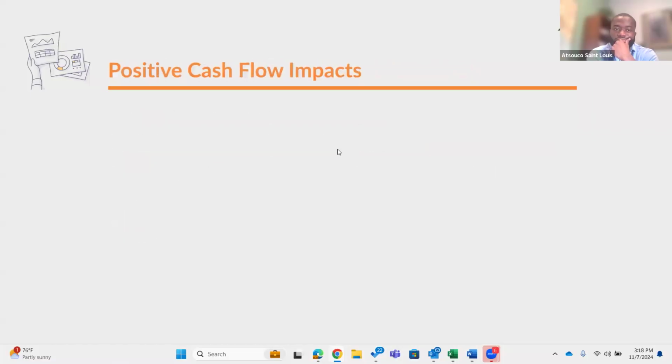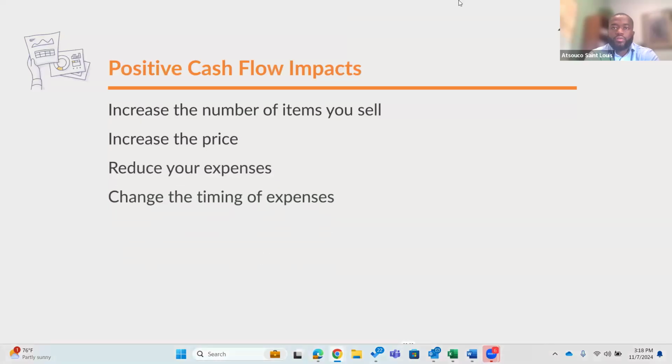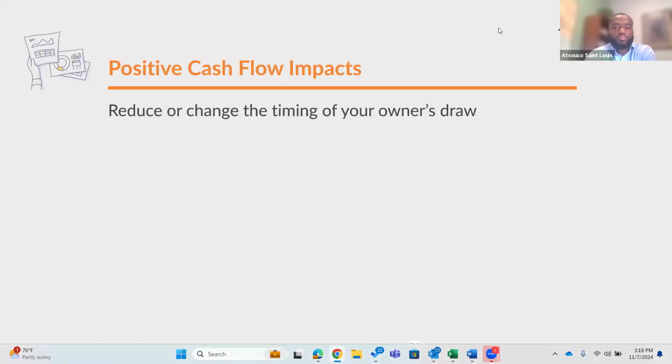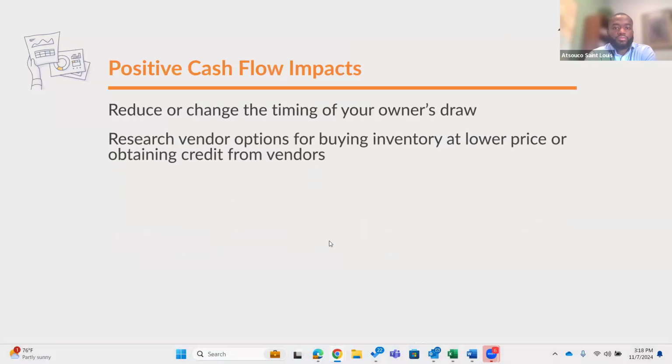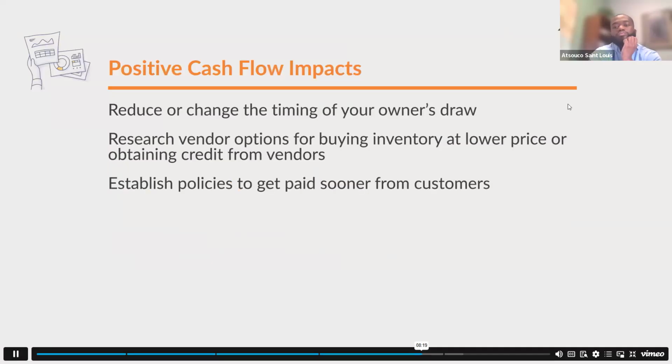There are a number of decisions a business owner can make that can impact cash flow positively. Each of these decisions should be informed decisions based upon your market, customer base, and vendor relationships. Some examples are: increase the number of items you sell, increase the price, reduce your expenses, change the timing of expenses, obtain sources of cash other than sales, such as a line of credit to use during seasonal dips in sales, reduce or change the timing of your owner's draw, research vendor options for buying inventory at a lower price or obtaining credit from vendors, establish policies to get paid sooner from customers.